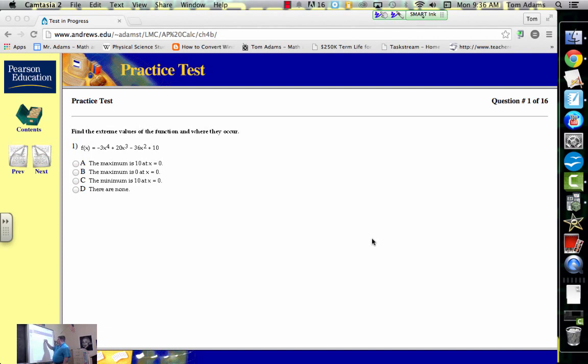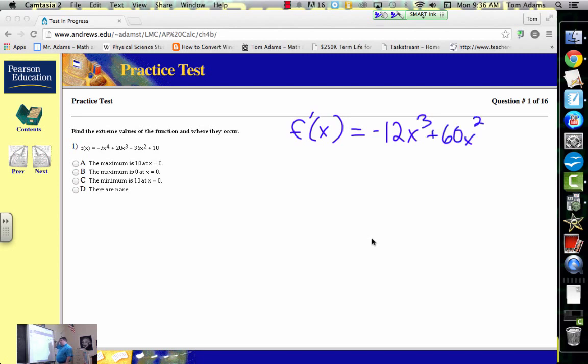So this is what I expect to see on the test. I expect to see f prime of x, and you can do the rest on your calculator. This is negative 12x to the third plus 60x squared minus 72x. Now if you look at that, I can factor out a 12 out of every term. So to find the zeros, I'm going to set this equal to 0, like this.